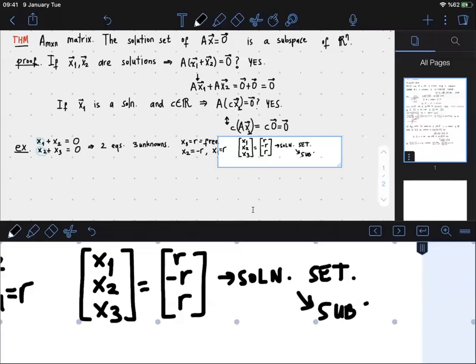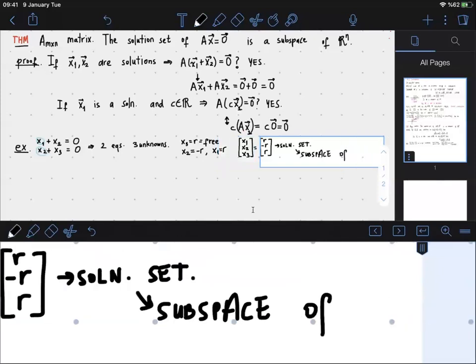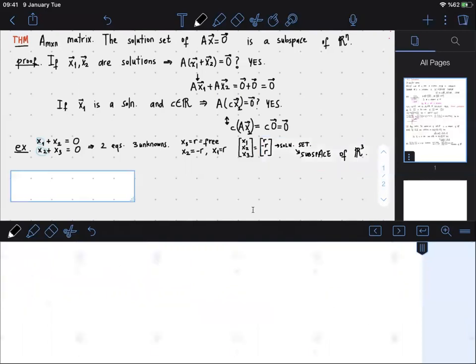Subspace of which vector space? So this is a subspace of R3, right? Three-dimensional vectors, because it has three components. Any questions here? Okay.